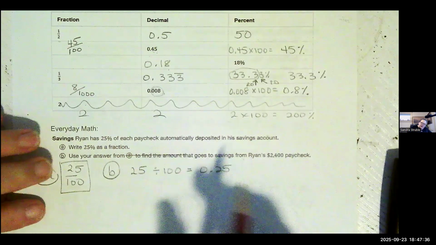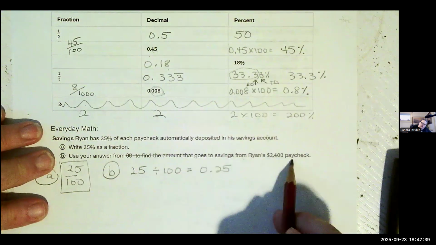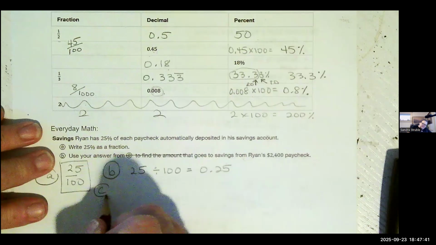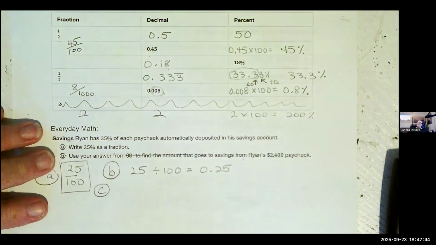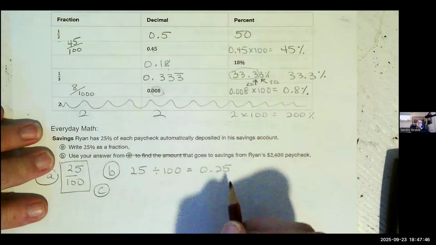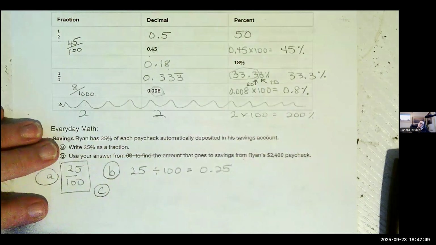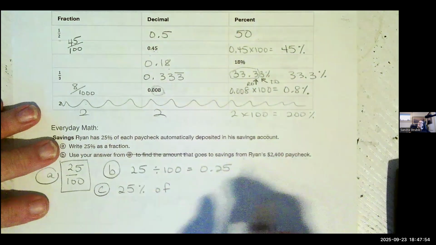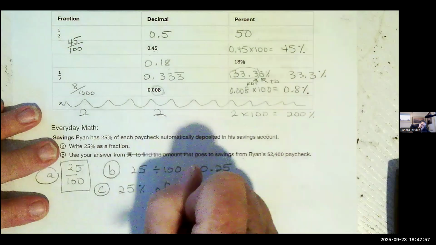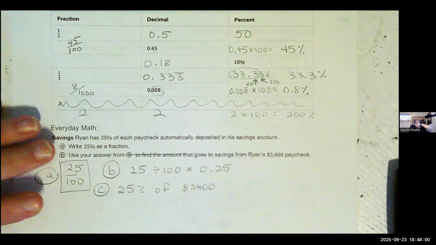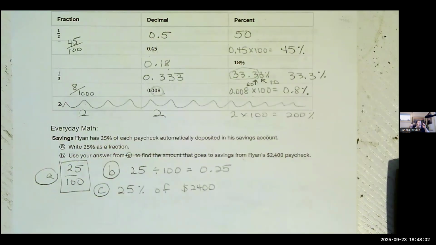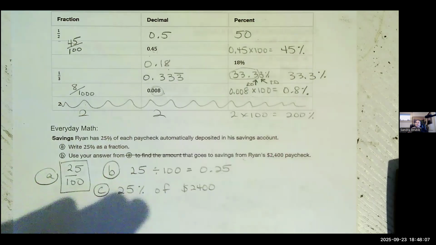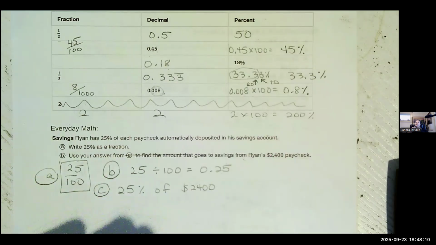Now, to find out the amount that goes into savings from Ryan's $2,400 paycheck, I'm going to call this C. You multiply the decimal times 2,400. And let me show you why. 25% of Ryan's paycheck, and I'm going to put the number in here of $2,400. You cannot ever do a math problem with a percent symbol being shown. You have to always convert from a percent to a decimal.